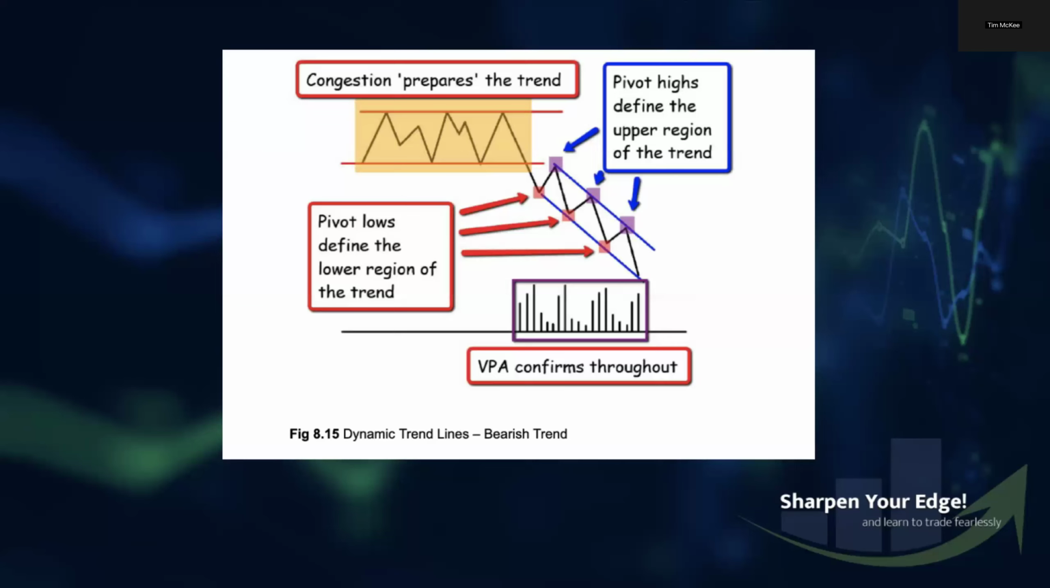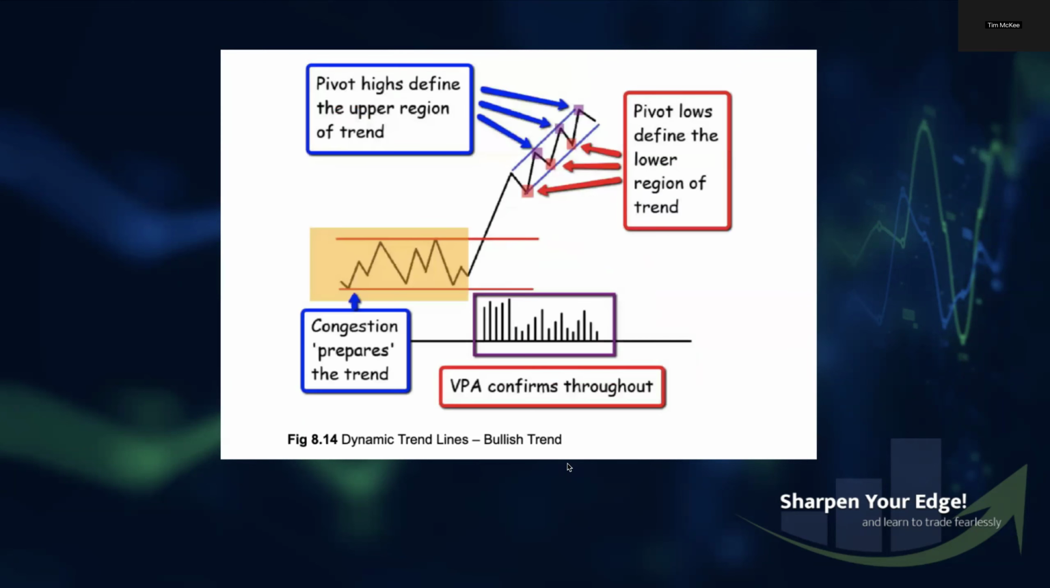So that is how we build trend lines. That is the proper way to build trend lines using pivot points and using VPA, volume price analysis, by watching for increased volume as price moves up aggressively or down aggressively. But we look for these pivot lows and these pivot highs. Okay, guys, any questions at this point?